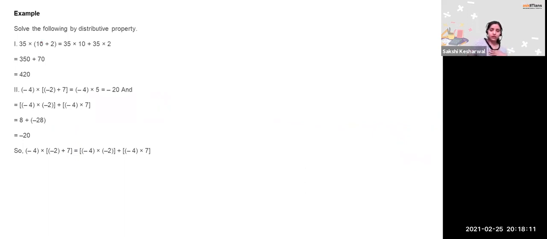Now, let's do one problem solving. It says that 35 into 10 plus 2 can be written as what? 35 into 10, right? And then 35 into 2 is equal to 70. So 35 into 10 is what? 350 plus 35 into 2, which is 70. Just add it up, right? Now let's see this example.